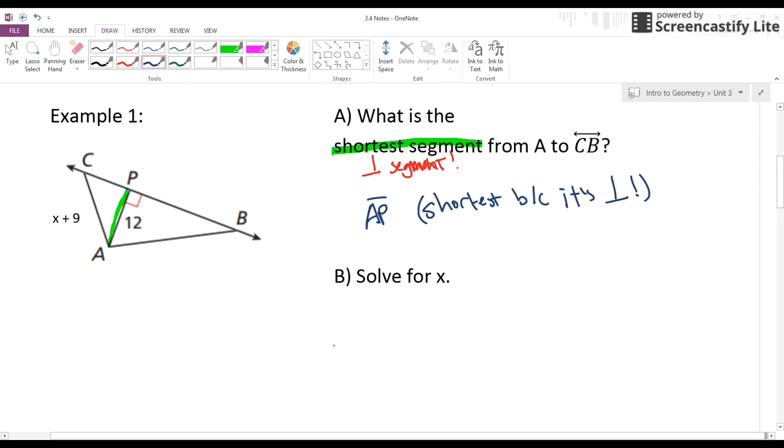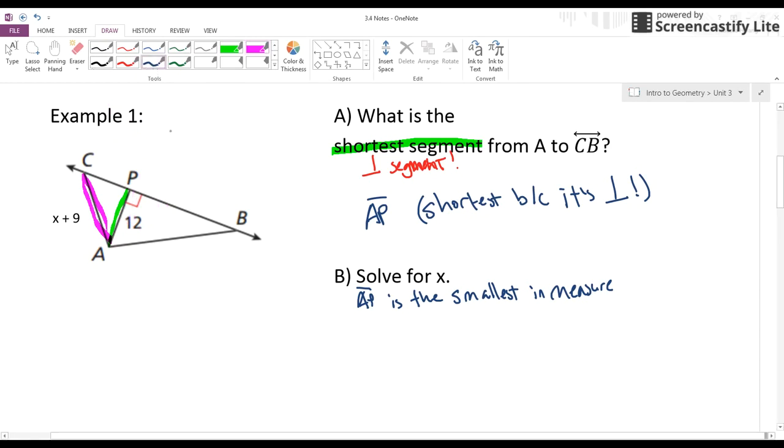Now the question is, what do you mean by solve for x? Take a look at B. X is right over here. We have this x plus 9, right? How does that factor into what we're doing? Remember, our shortest segment is AP. So no matter what, AP is the smallest in measure. If you look at this x plus 9, that's CA, this segment right here. It doesn't matter what it is, it's going to be bigger than PA.